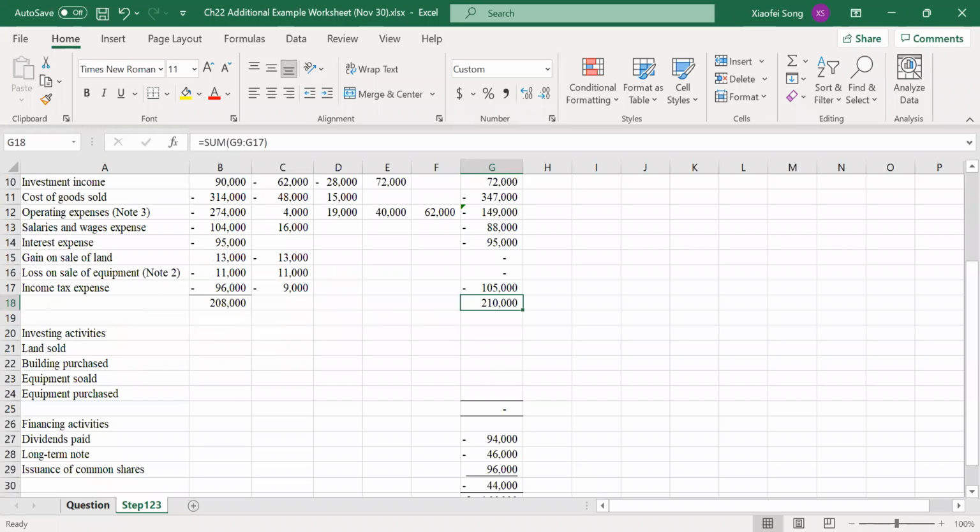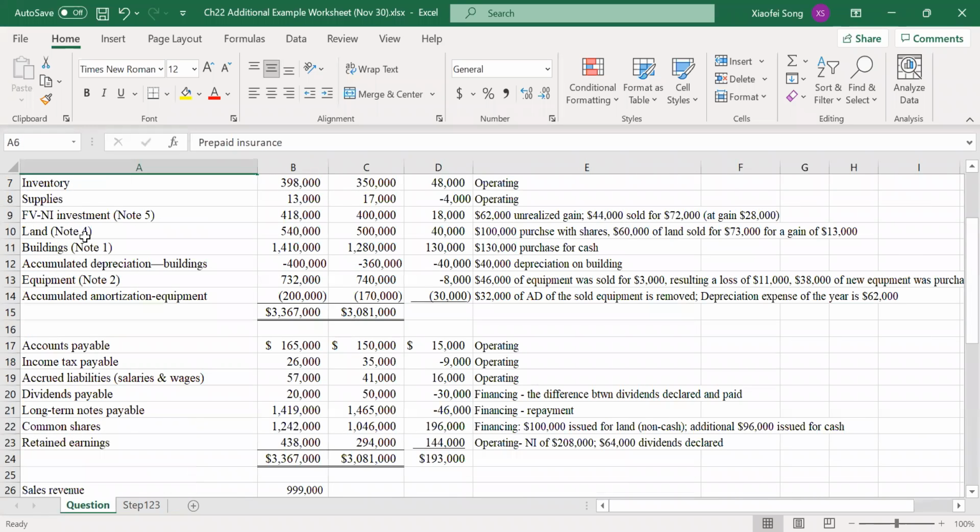Because of the non-current assets, right? That's where we look. Land, we already said that there's 100,000 worth of purchase. And as a result of that, the land should increase by 100,000, but it's only 40,000. So we figured that land with a carrying amount of 60,000 must be sold.